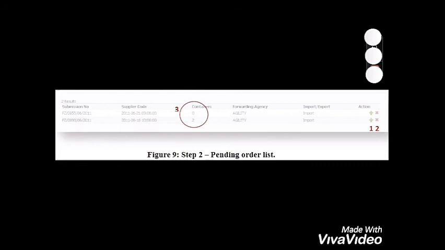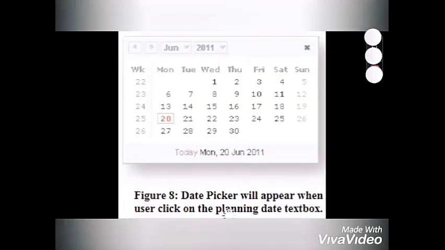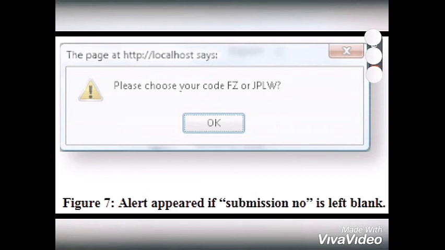When user finish filling all required text box, they can click on the Save button to continue to the next step. After user clicks Save, they will be redirected to the pending order list screen. Now, user can either: 1. Add container. Click to start adding new container to the order list. 2. Remove order. Click to delete order from database. 3. Containers. You can see the number of containers.